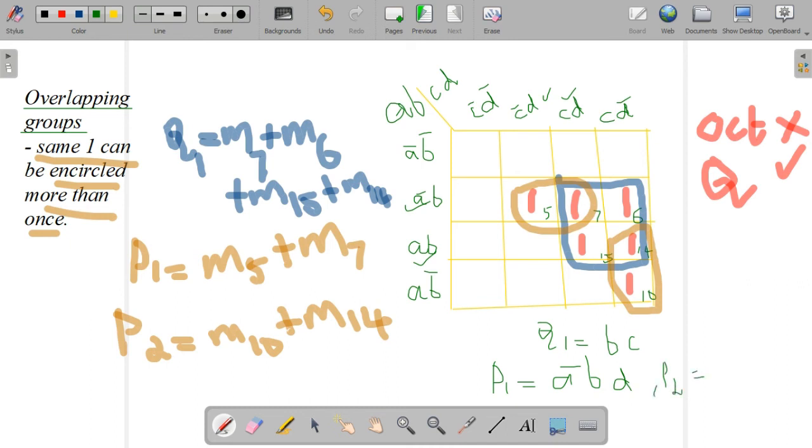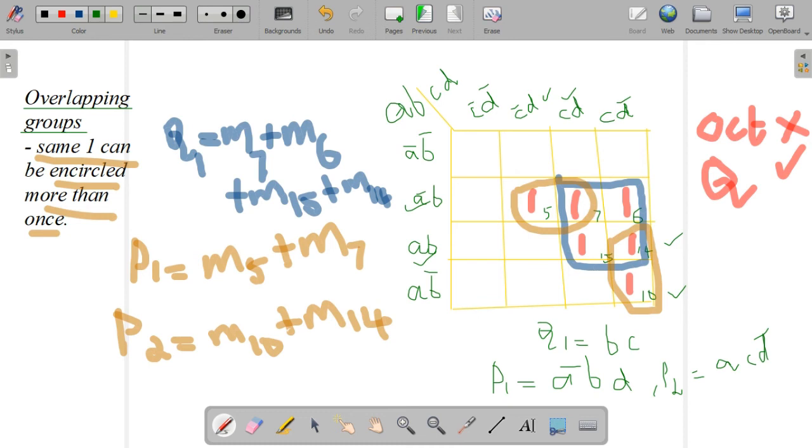What is the pair 2? Pair 2 equal to, how we have to write these two, is it? Yeah, pair 2, M14 plus M10. So any change value is B, so we can write A, then C D dash. So this is the pair A C D dash.